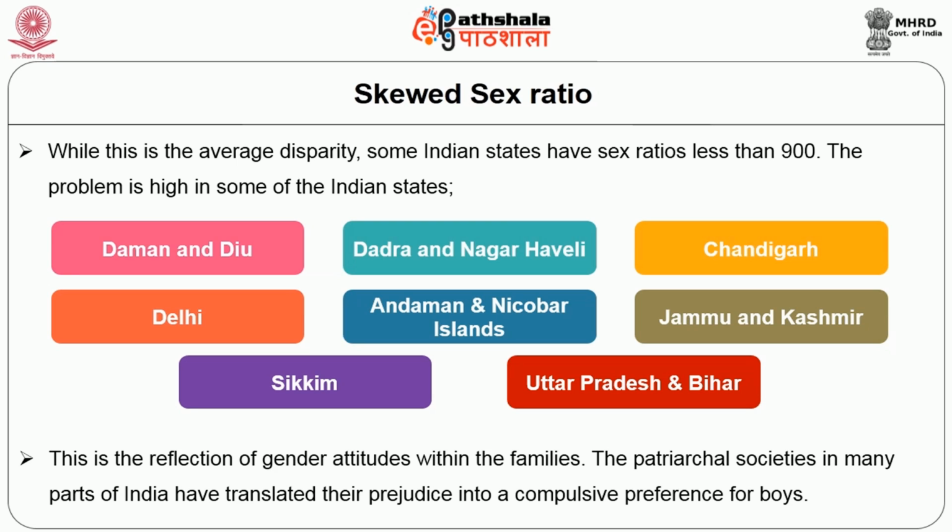The patriarchal societies in many parts of India have translated their prejudice into a compulsive preference for boys. As seen from various data sources, the death rate of female children far exceeds the death of male children from infancy to age 15. Female child mortality is the result of lack of medical care given to girls. In families with more number of girls, the likelihood of neglected nutritional and medical care and infanticide is high.